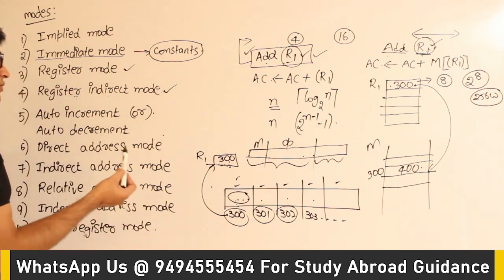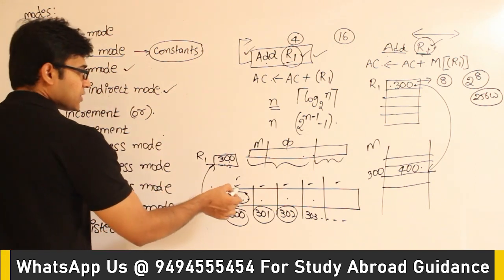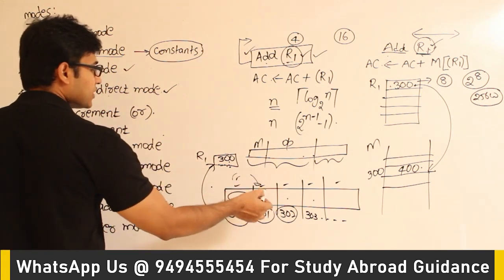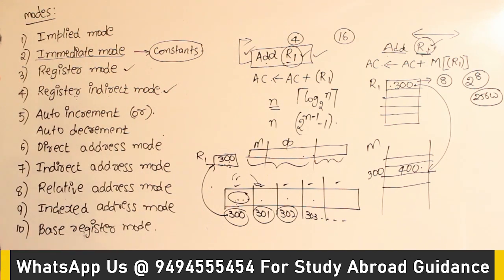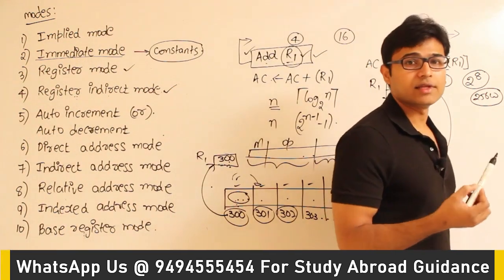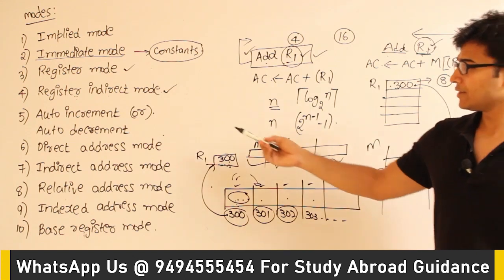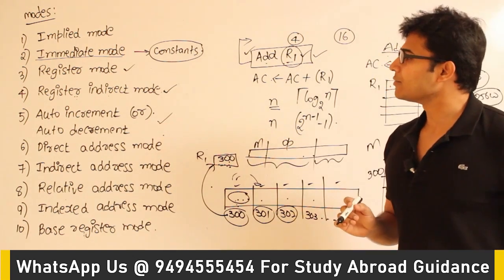Got it? It will be very useful when you are trying to implement a stack. In a stack, whenever we push, we have to increment and then do the pushing, or we have to decrement and do the popping. Such operations will be possible by using auto increment and auto decrement operations. So this register indirect mode, when combined with other operations like this, will give us a new mode which is called auto increment or auto decrement.